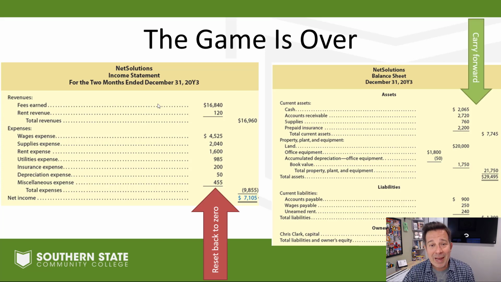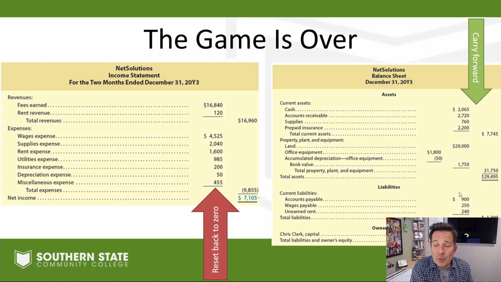All the stuff on the balance sheet, we're going to carry it forward. We're not going to reset it back to zero. And you can imagine Net Solutions, our business here, would be a little bit mad if we turned the calendar to January and all of a sudden all their cash was gone. And all their supplies were gone, and all their land was gone. They might be okay with the accounts payable and the liabilities being gone, but for the most part, we don't want to reset all those good assets back to zero. And so everything on the balance sheet is just going to roll forward.